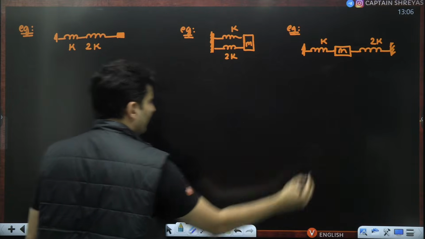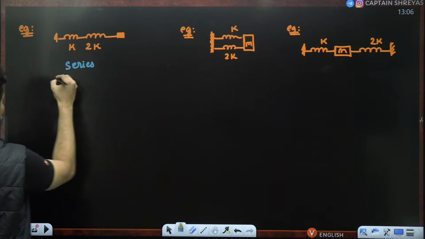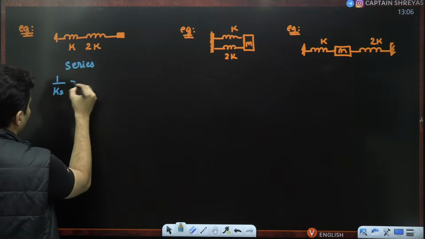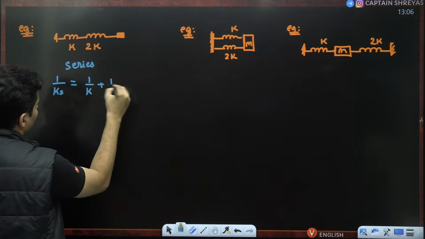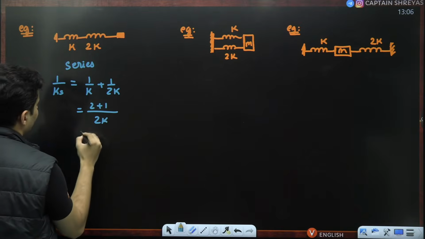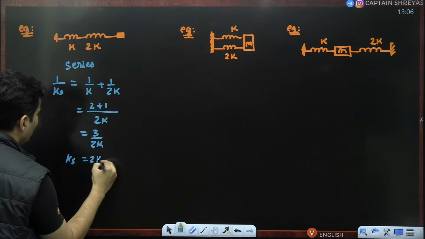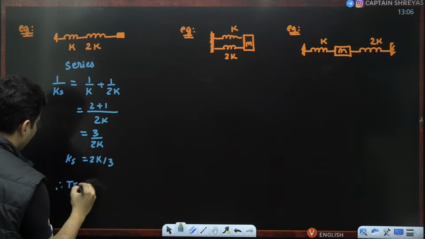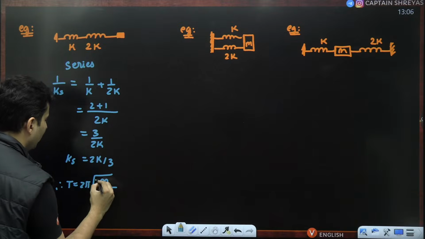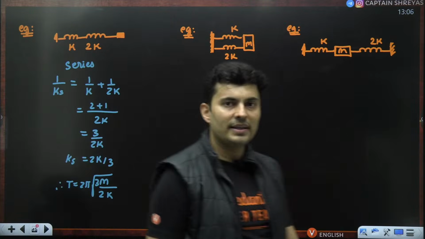So starting off with the first example, these two are basically going to be in series. So 1 by Ks, you have to use the parallel formula for resistors, is 1 by K plus 1 by 2K. So LCM is 2K, so it will be 2 plus 1, which is basically 3 by 2K, or Ks is basically 2K by 3. Therefore, time period will be 2 pi under root mass by K, K is 2K by 3. That is the answer. Is this clear, my dear students, how we did this?